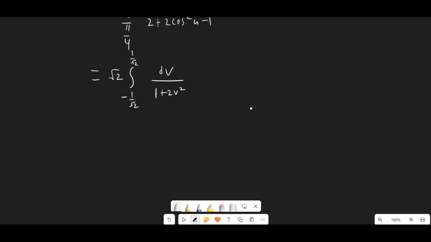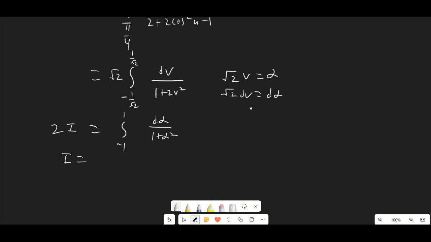So we're going to do root 2 v equals alpha, which means that root 2 dv equals d alpha. And we just end up with the integral from, what is it going to be, minus 1/2. Oh no, it's just going to be negative 1 to 1, of d alpha over 1 plus alpha squared. So we get that 2I equals this, which means that I is just going to be pi over 4.